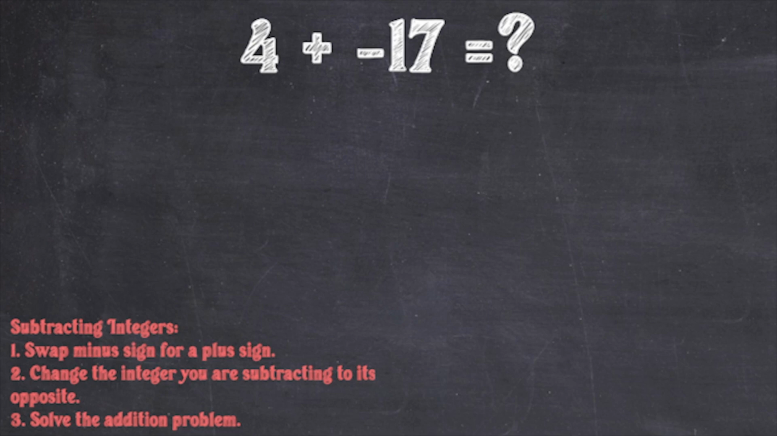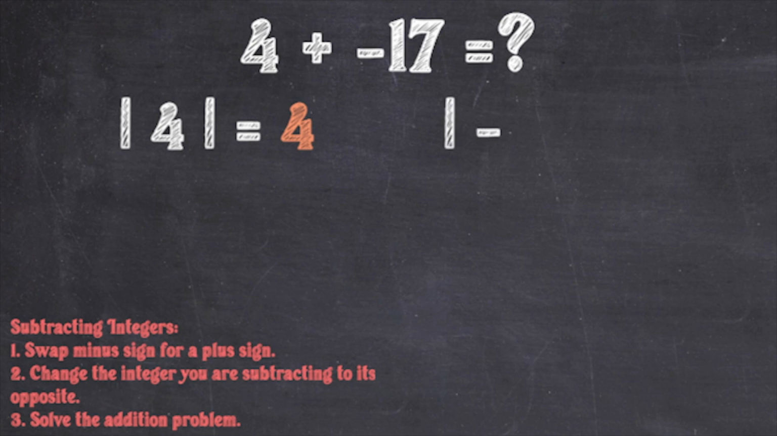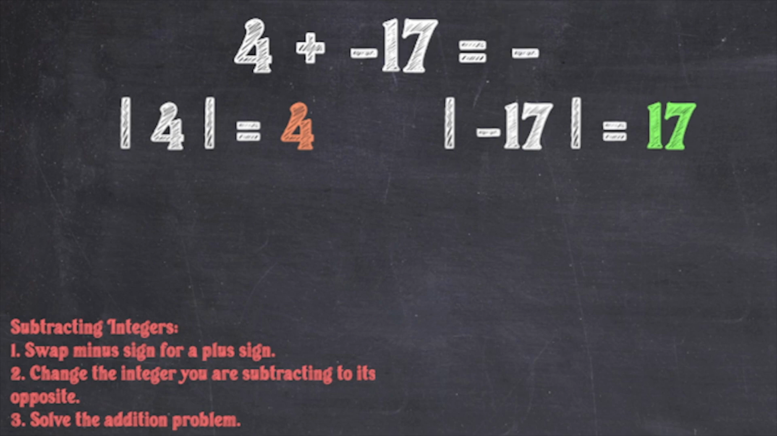Let's proceed with the addition. Our addition problem includes two integers with different signs, so we need to take the absolute values. Take the sign of the integer with the larger absolute value, then do a subtraction. The absolute value of positive 4 is 4, and the absolute value of negative 17 is 17. Negative 17 has the larger absolute value, so our final answer will be negative.